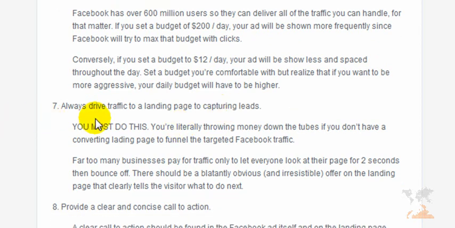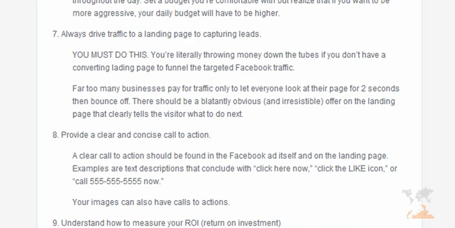Always drive traffic to a landing page on Facebook to capture your leads. I said a landing page on Facebook simply because Facebook rewards you with a decrease in your CPC if you drive traffic to other pages on their network. Even if you decide to drive traffic to a regular website, make sure you always drive it to a landing page, at least so you're able to capitalize on those subscribers and followers and they don't bounce off and you're not wasting your time or your money.